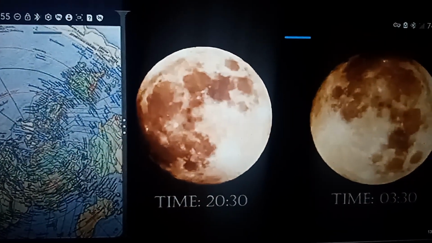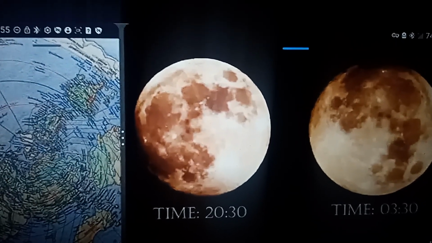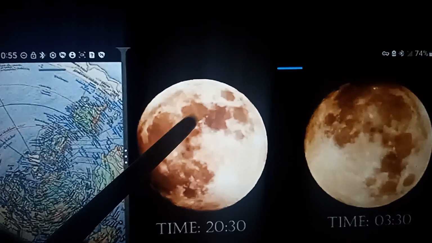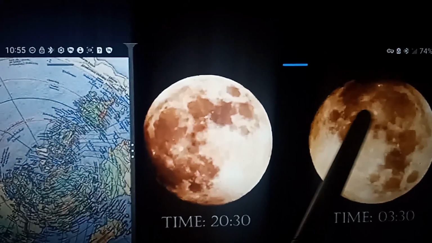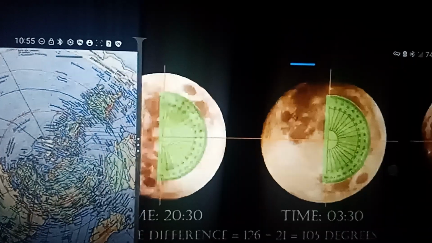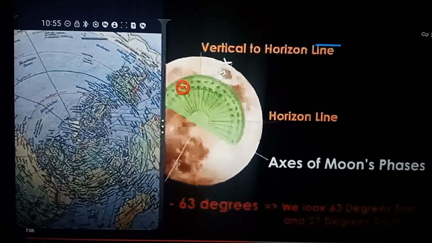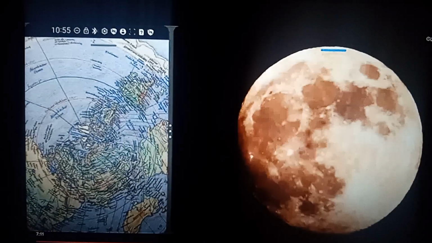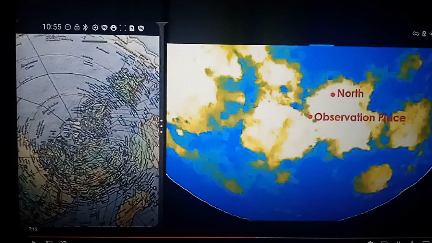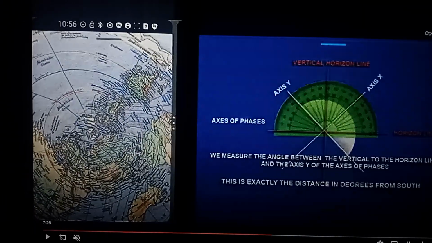So different phases of the moon, saying that it actually rotates every 24 hours. Sometimes you see how it's basically like an afro around a head, and then it's from a different angle. Those are two different places. So it's showing you the vertical to the horizon axis of the moon's phases. But this is not what I'm really trying to point out, it's just for you to observe. And look what comes up, North Observation.